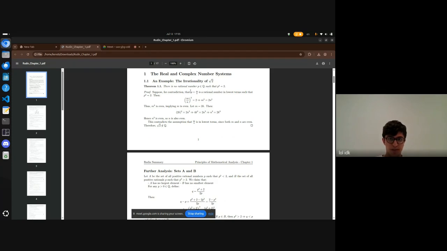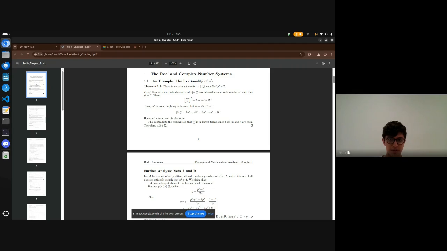So suppose for contradiction that p equals m over n is a rational number in lowest terms such that p squared equals 2. Then m squared over n squared equals 2 and m squared equals 2n squared. Thus, m squared is even because it's a multiple of 2. It's 2 times n squared. The 2 makes it even. And we let m equals 2k because it's even. So we get (2k) squared equals 2n squared. So we get 4k squared equals 2n squared. And we get n squared equals 2k squared.